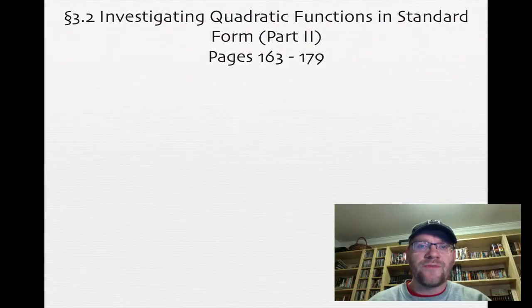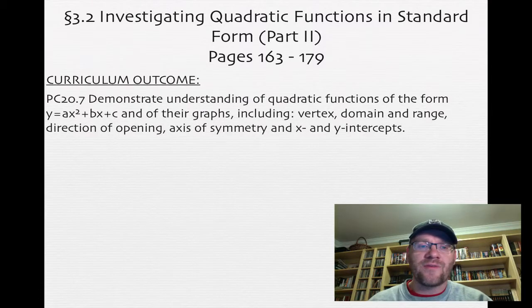So we're into 3.2, investigating quadratic functions in standard form part 2 today, and that's on pages 163 to 179 in your text. Our curriculum outcome is the same. It's 20.7: to demonstrate understanding of quadratic functions of the form y equals ax squared plus bx plus c and of their graphs, including vertex, domain and range, direction of opening, axis of symmetry, and x and y intercepts.